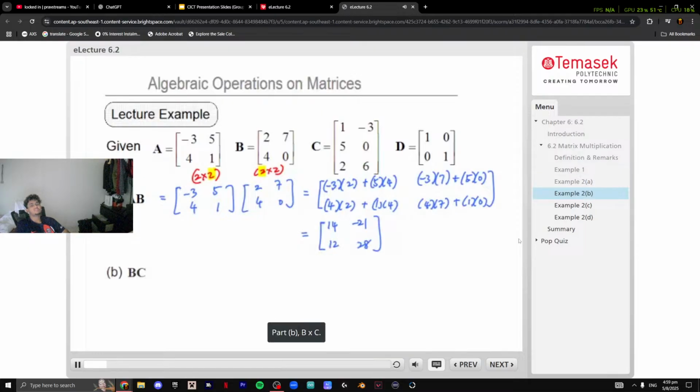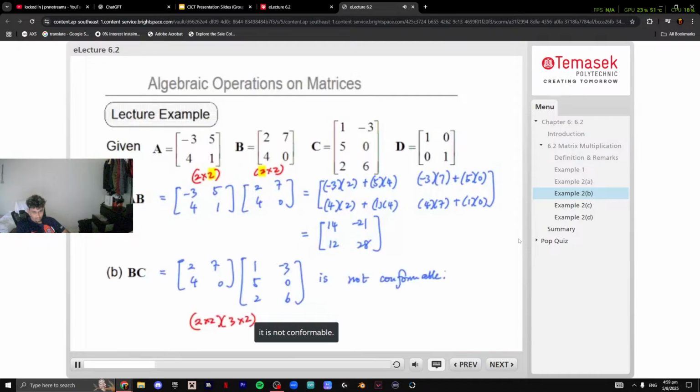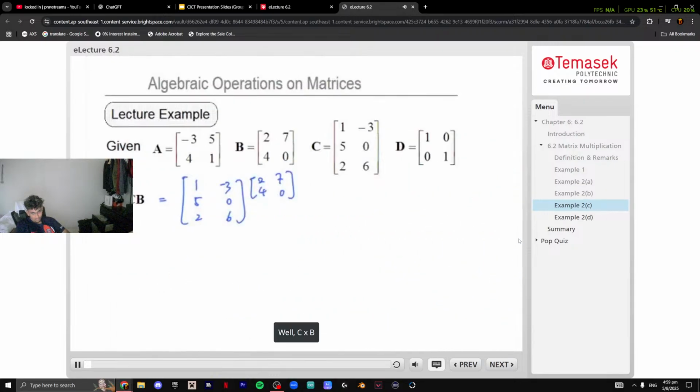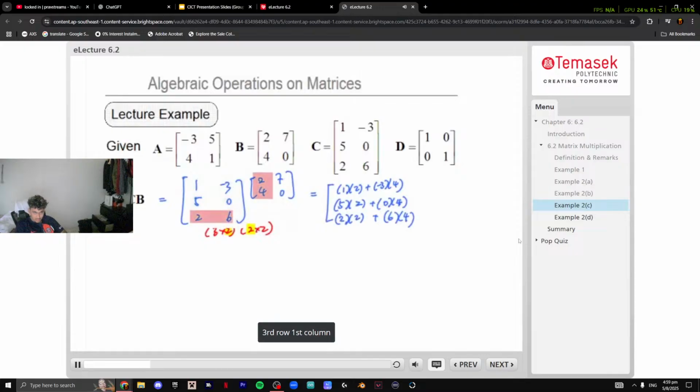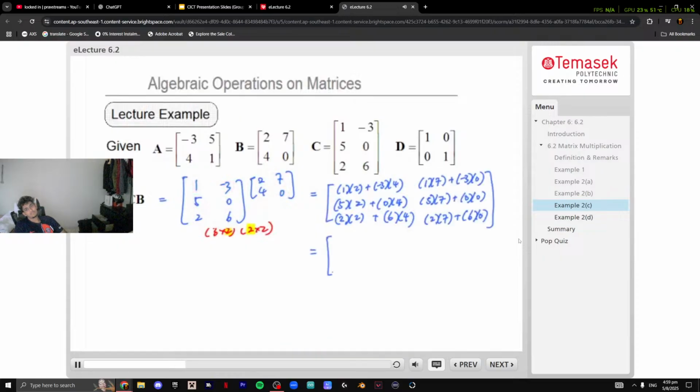Part B, B times C. Now because the dimensions do not match, it's not conformable. If B times C is not conformable, how about C times B? Well, C times B is conformable. So multiplying, we get first row, first column, second row, first column, third row, third column, and then we take the first row, second column, and so on. The matrix product.